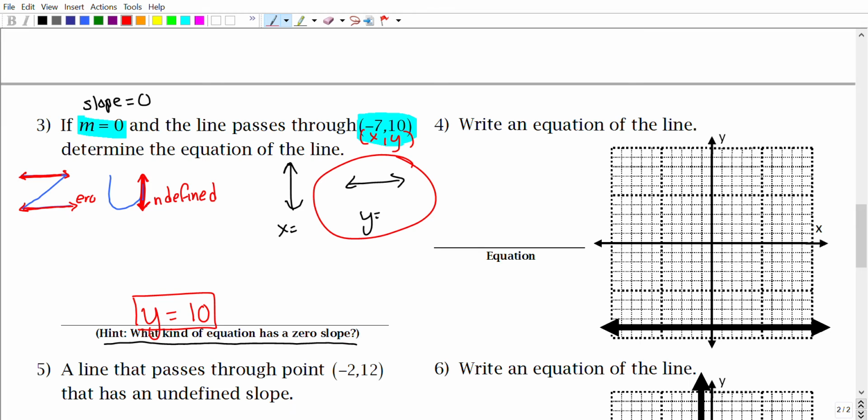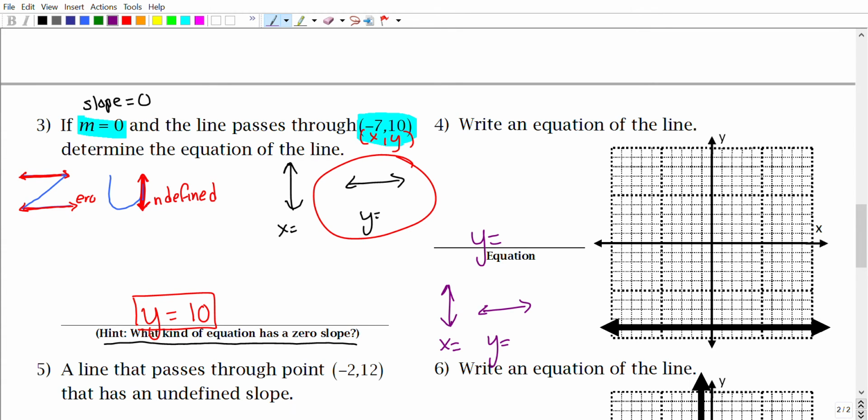All right. Next one, write the equation of this line. Okay, well, let's go ahead and do that. What kind of line is this? Well, this is a horizontal line, and we know from before that we have 2 options. It's x equals for vertical and y equals for horizontal. And this one happens to be a horizontal, so I know for a fact it starts with y equals.